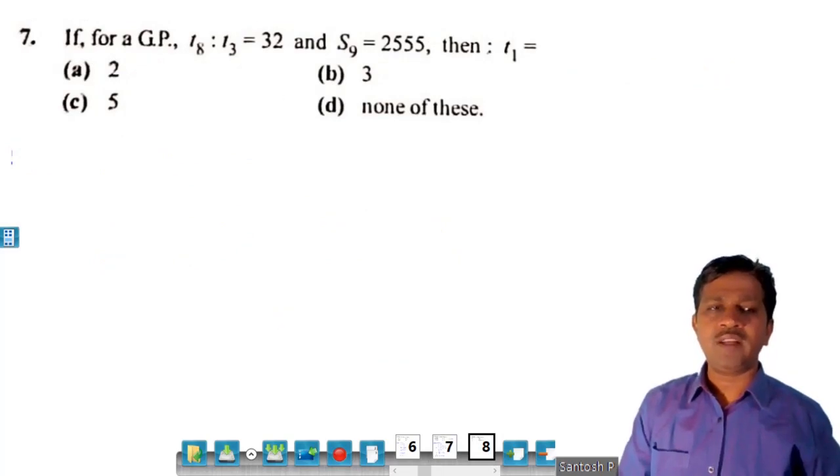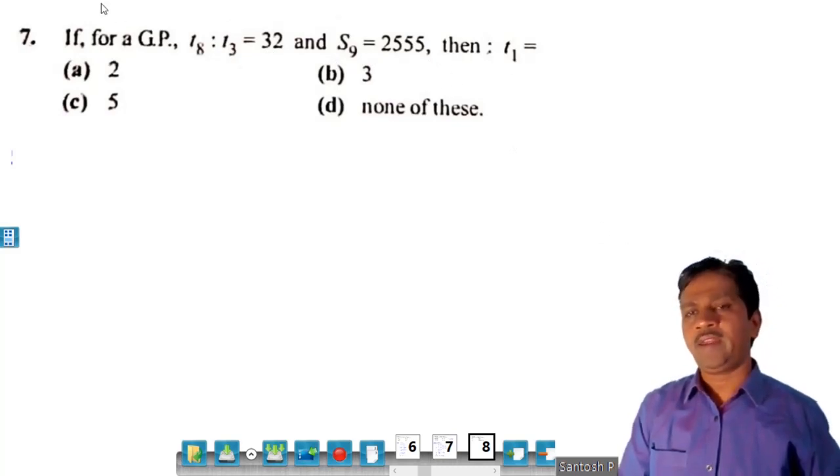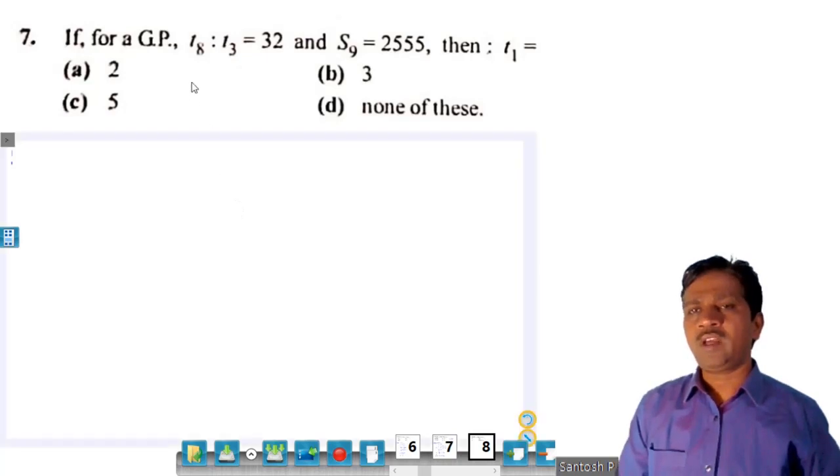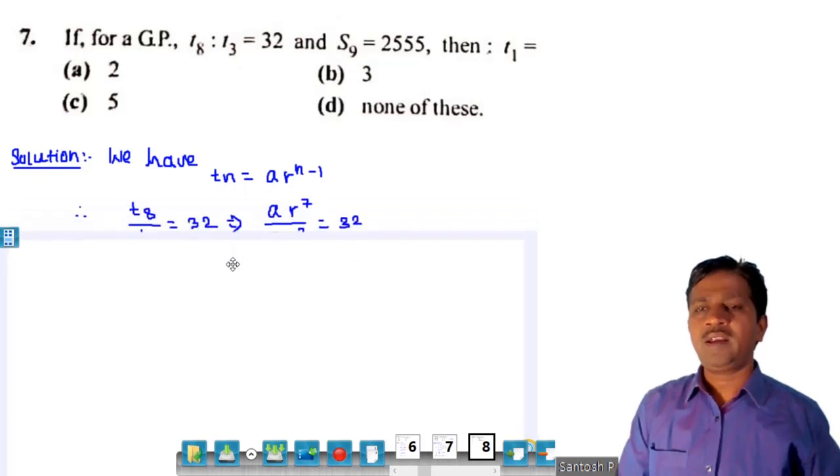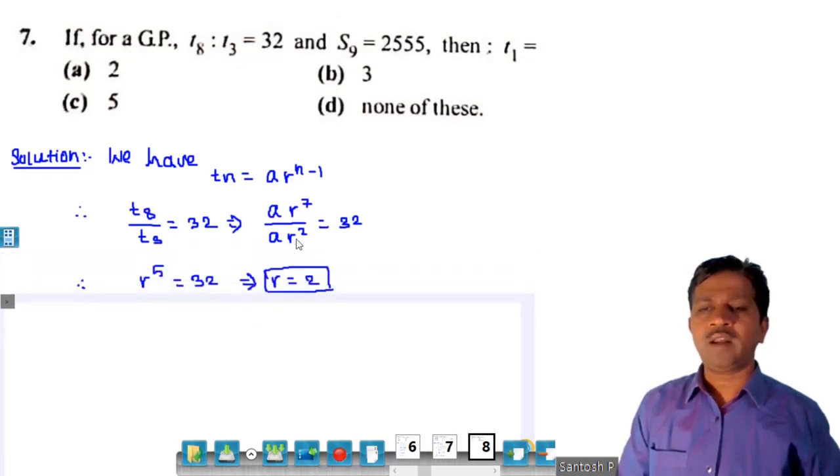In the 7th, a similar example, the ratio T8 to T3 is given to me as 32 and S9 is also given, and we have to find T1, meaning we have to find A. T1 is nothing but the first term. So again I will write the formula for T8 by using this Tn. I can write T8 and T3 also. I take this ratio T8 upon T3 equals 32. T8 by this formula is nothing but AR raised to 7, T3 is AR squared, equals 32. This A gets cancelled. R raised to 7 upon R raised to 2 is nothing but R raised to 5 equals 32. And so R is equal to 2.